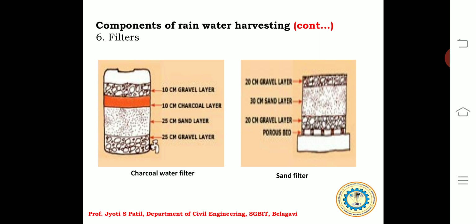Apart from that, we also have the vertical filter for large rooftops. We have sumps, and also we have horizontal roughing filter and slow sand filter. There are a number of filters which can be utilized for rainwater harvesting, depending on the availability of materials and depending on the catchment area.